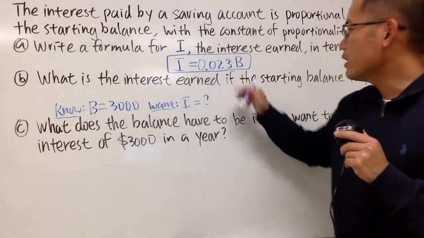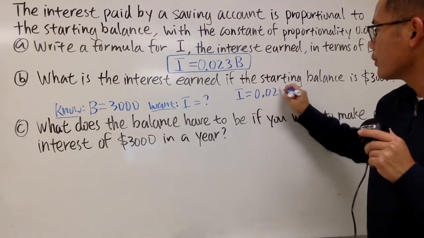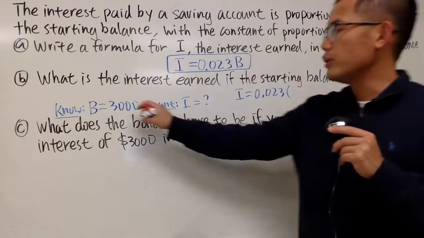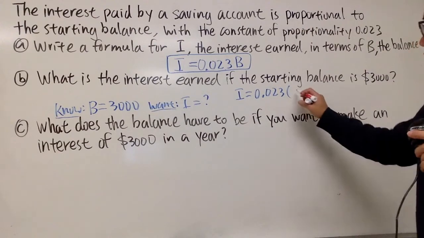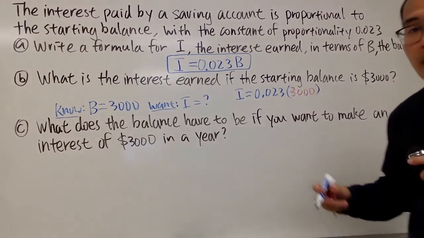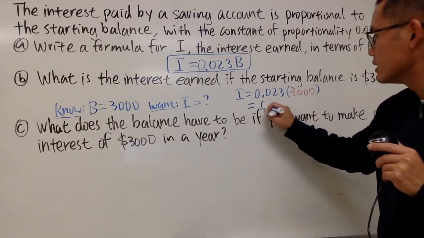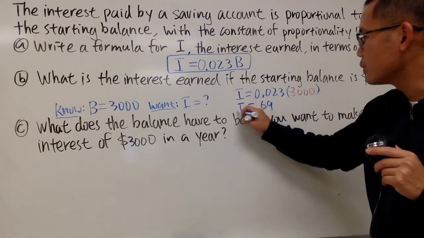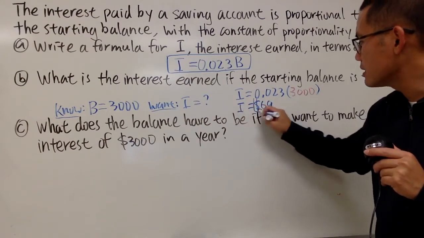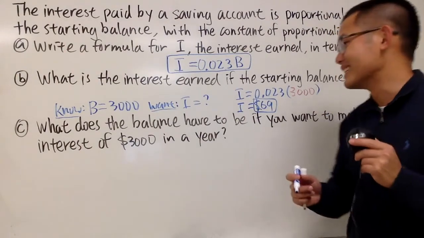Plugging 3,000 into here, we know I is equal to 0.023 times the B, which is 3,000 here. So I'll just put that down right here for you guys. Here we have the 3,000. And then of course, just go ahead and multiply, and you end up with 69. So I is equal to 69, namely $69 after 1 year. Not so bad, in my opinion.